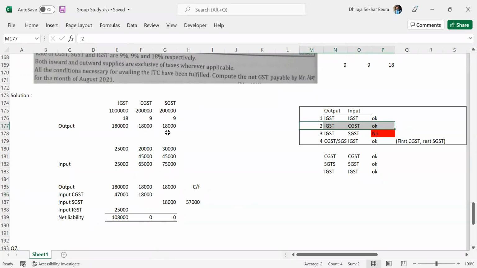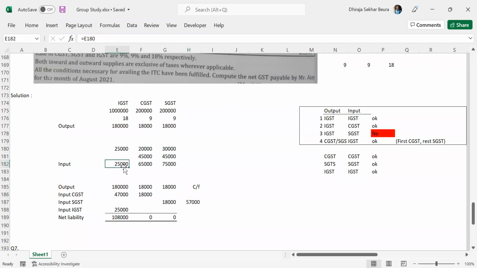Okay. So once we have adjusted 18,000 out of the input credit for CGST, the remaining CGST credit is 47,000. Now 47,000 obviously can be adjusted against IGST. So we have number 2 coming into picture here. Now SGST, we have output liability of 18,000. We have credit of 75,000. So 18,000 will be adjusted against the SGST liability. The remaining 57,000, as we know, cannot be adjusted. It will be carried forward to the next period. Cannot be adjusted against IGST.